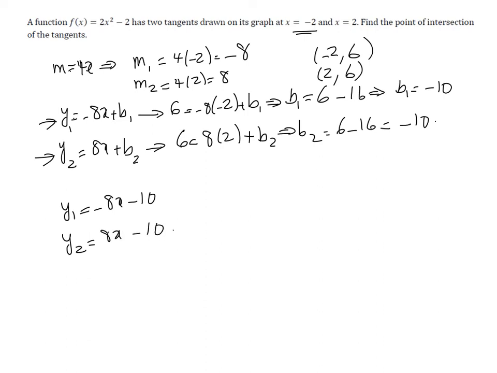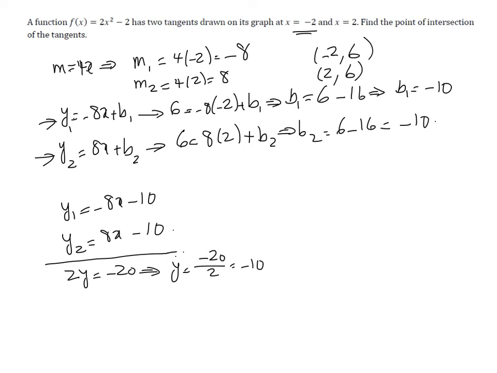Now, these are the two lines. To find the point of intersection, I'm going to use the elimination method, and I'm going to add these two equations. So if you add these two equations, -8x with 8x, they are going to cancel, so I get 2y is equal to -20. So from here I get y is -20 over 2, which gives me -10.